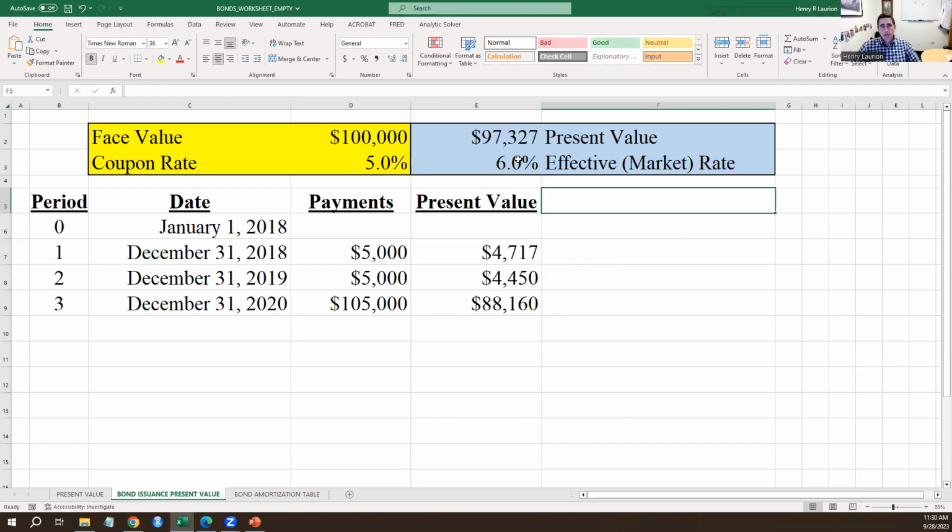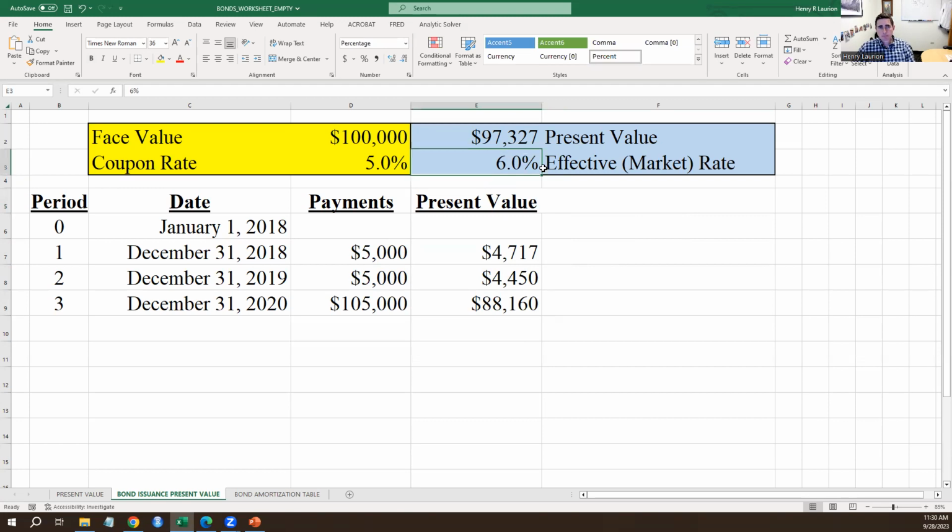That's what, if you're an investor and you want a 6% rate of return, you should pay $97,327 for this bond that the company is offering. And just to really hammer this point home, what is the investor going to receive? Well, on January 1st, 2018, the investor is going to pay $97,327. So I'm going to show that as a cash outflow from the investor's perspective.